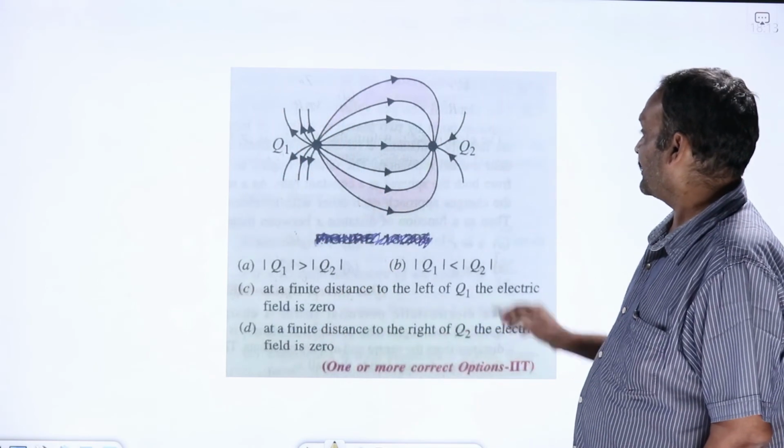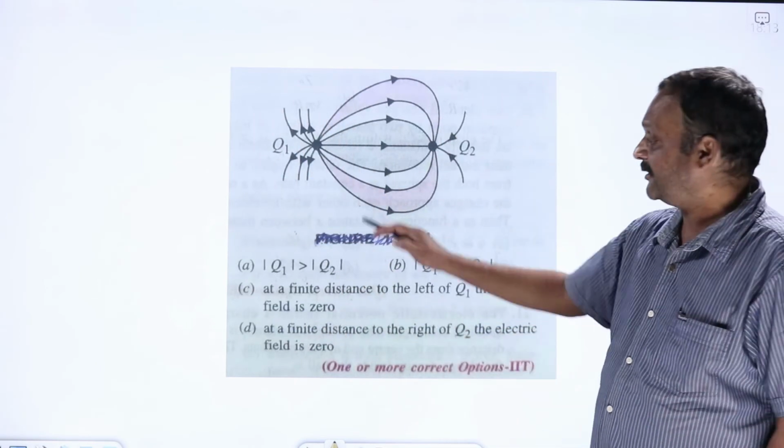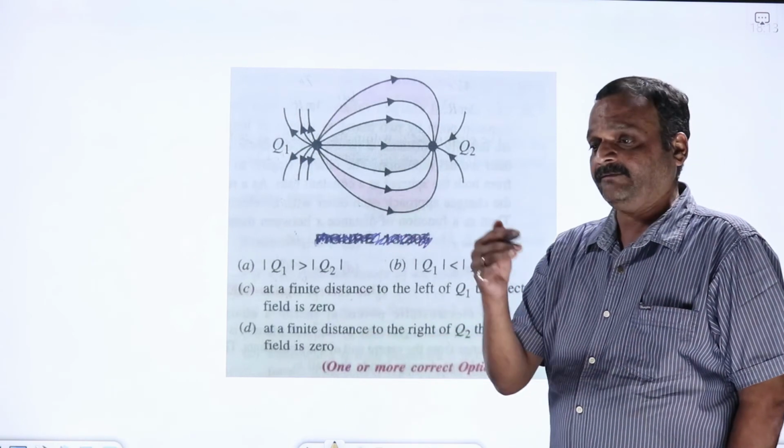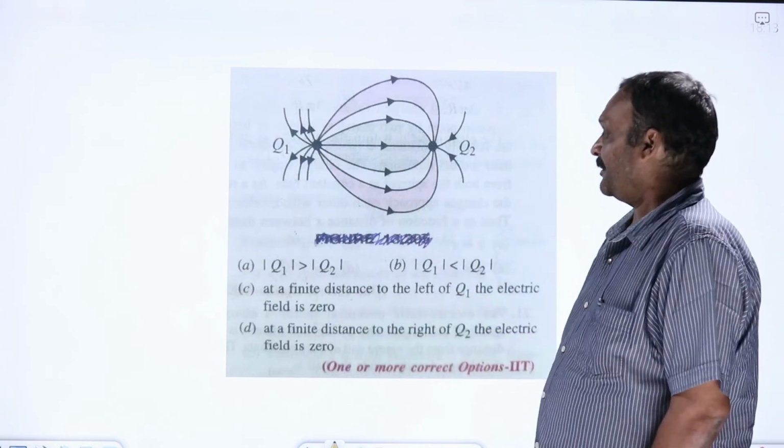At a finite distance to the right of Q2, the electric field is 0. Which of these options are correct? It is a question with more than one correct option. Okay, now look at this one.